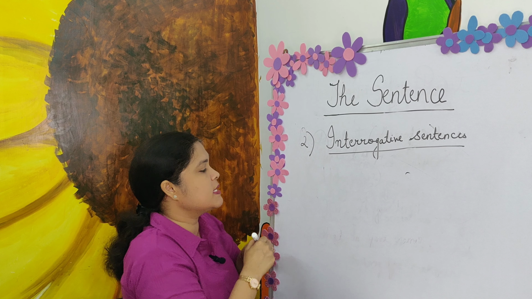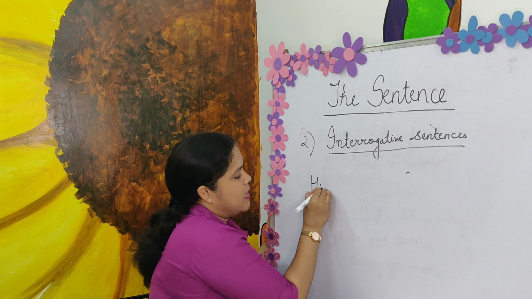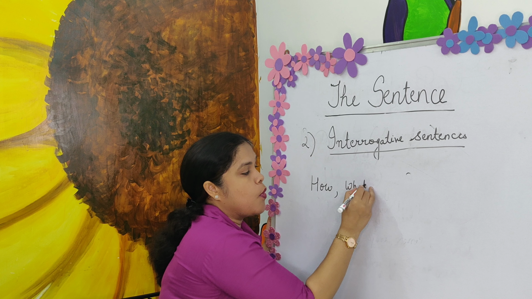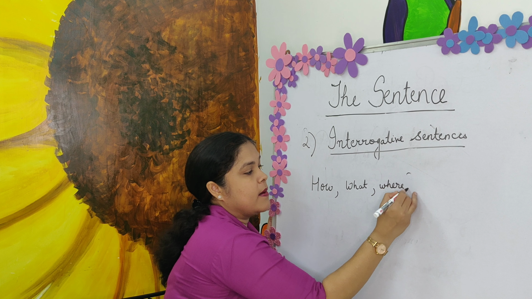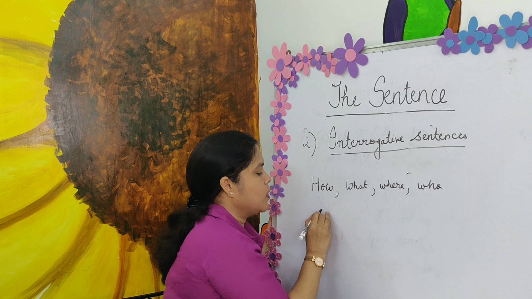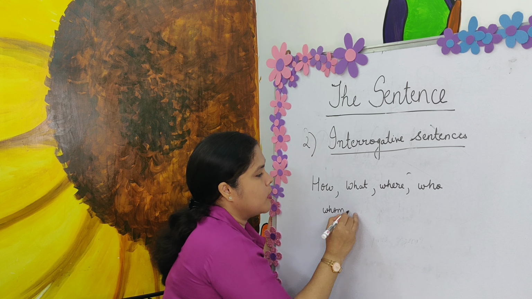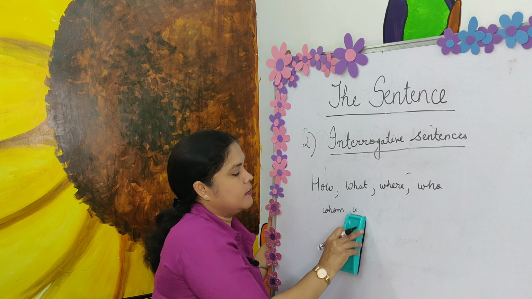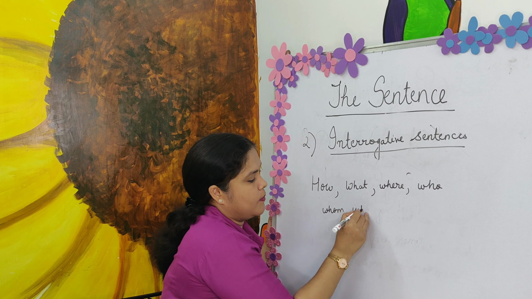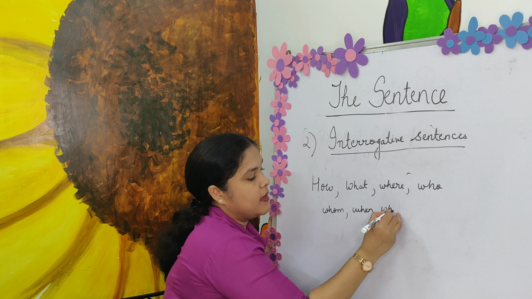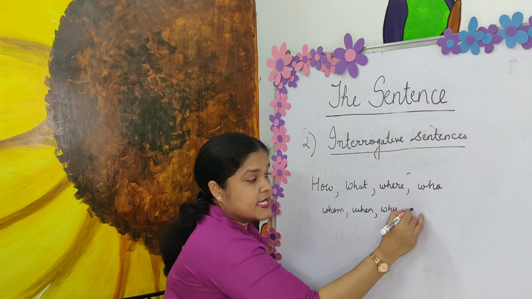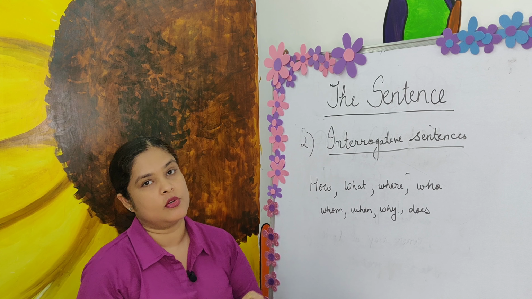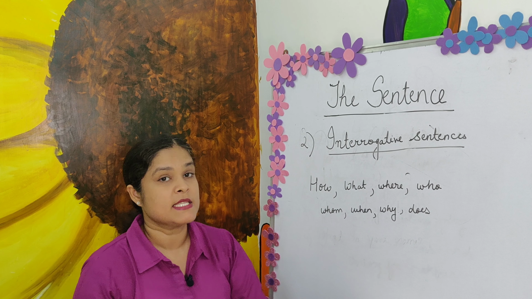So question words are basically, they can start with how, WH words as we call them: what, where, who, whom, when, why, right? Does for that matter. So usually the interrogative sentences begin with these words.